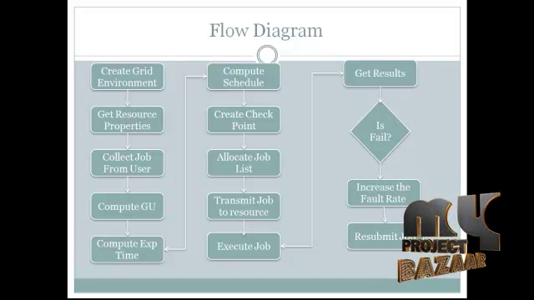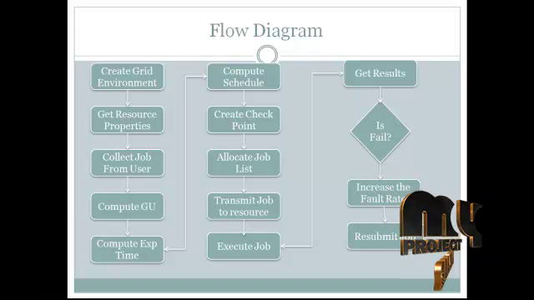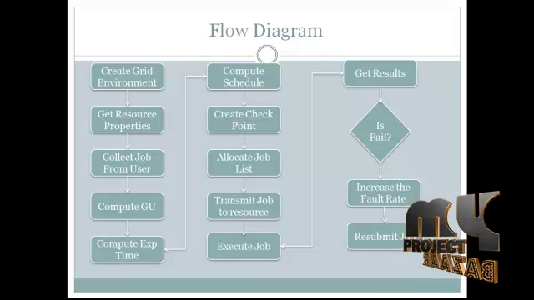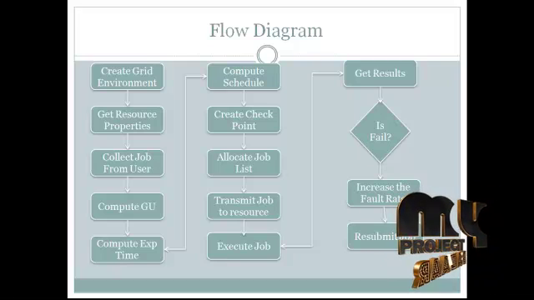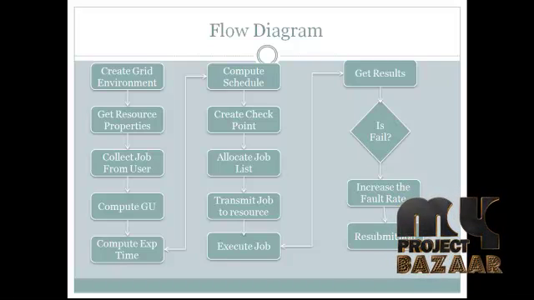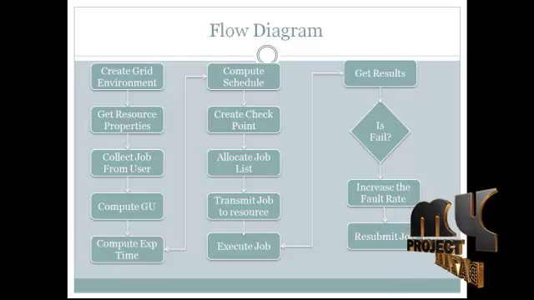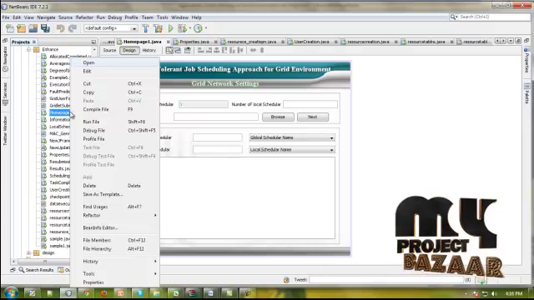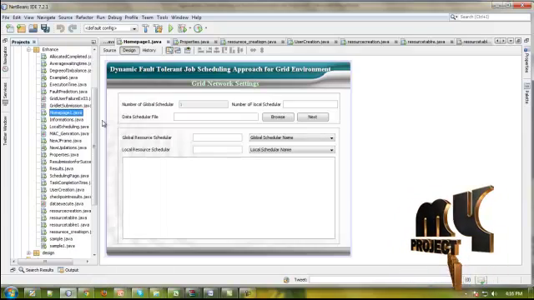After this, we get the results from the grid simulator and compute whether a failure has occurred or not. If a failure occurs, the fault rate of the resource will increase and the job will be resubmitted by using the checkpoint resuming mechanism. For running this process, we have to run the homepage 1.java file.